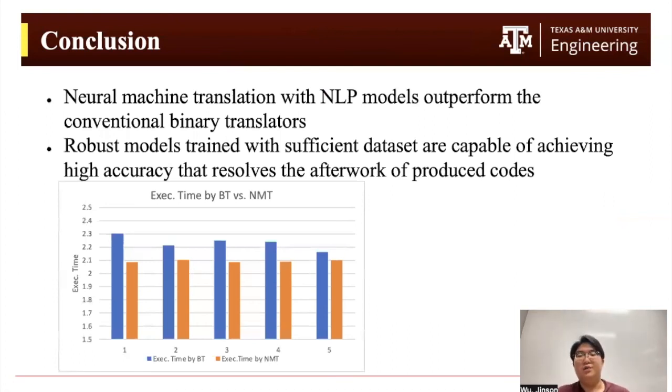Let's go to our conclusion. Although it costs much time to train a robust neural machine translation model with a sufficient data set, our experiment exhibits its power to efficiently execute cross-architectural translation. We believe that once the data set is large enough, the model's accuracy can reach 95, 96, or even 99%. Therefore, we would not need to put much effort into adjusting or revising the produced code. The graph below shows the execution time of binary translation and the neural machine translator. The reduced time gives us a promising future for neural machine translation methods.